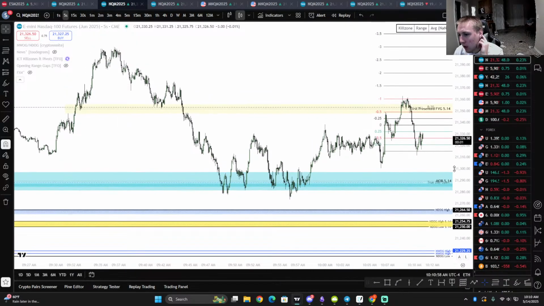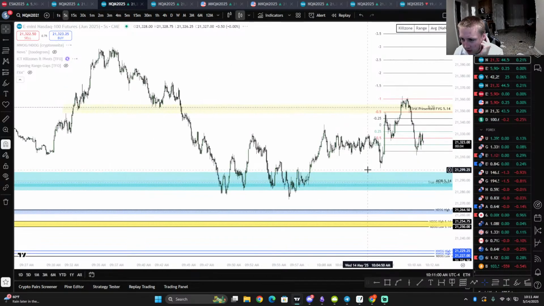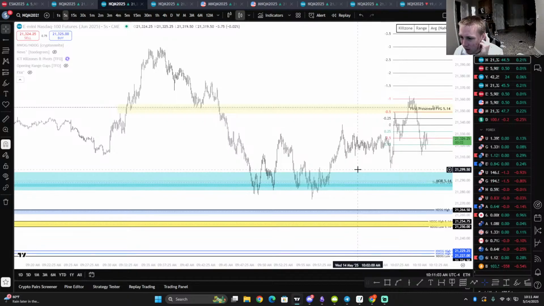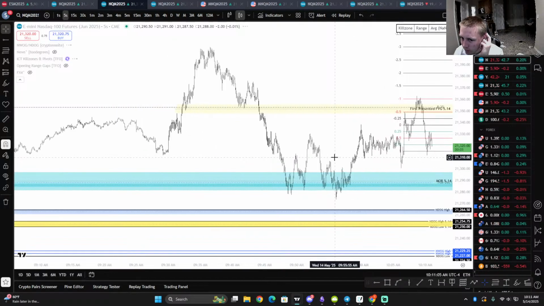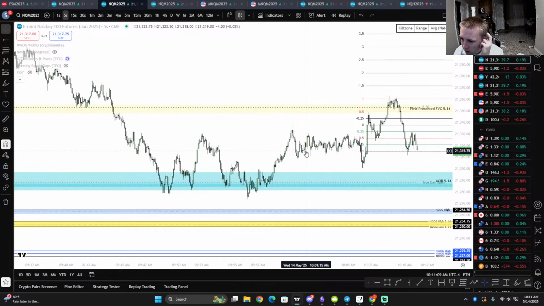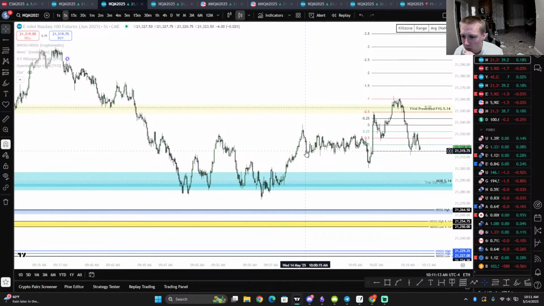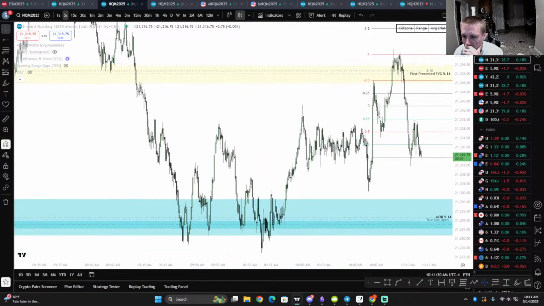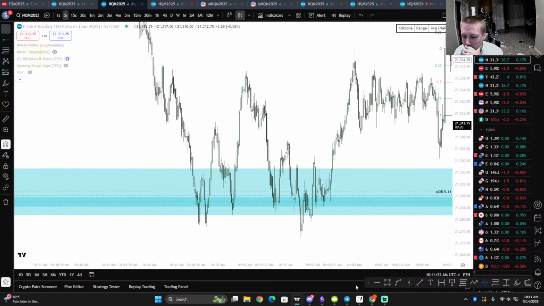See, this is the type of price action that I'm just going to stay away from. I don't really care to be in this. It's good to study, but just no need. Let's study this though. What do we have here?